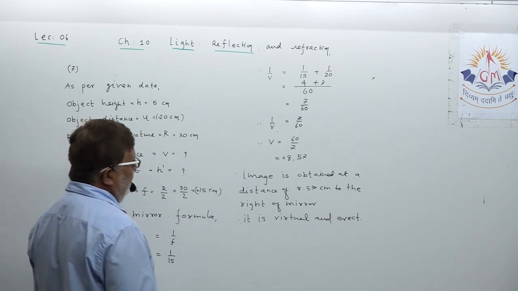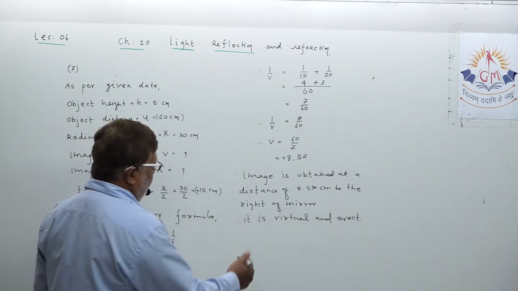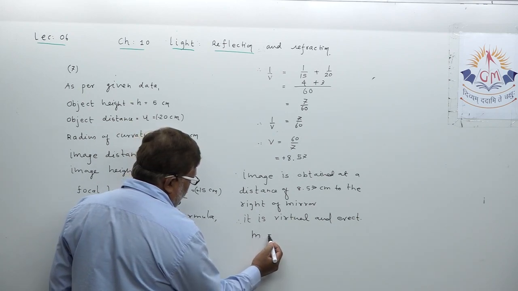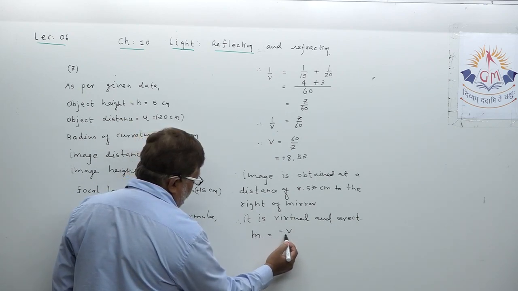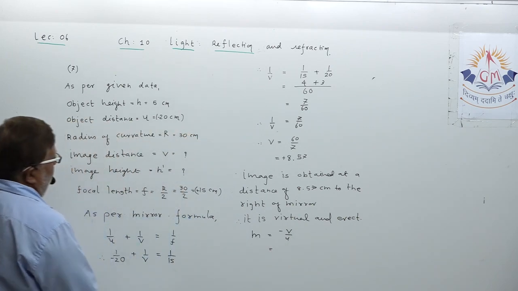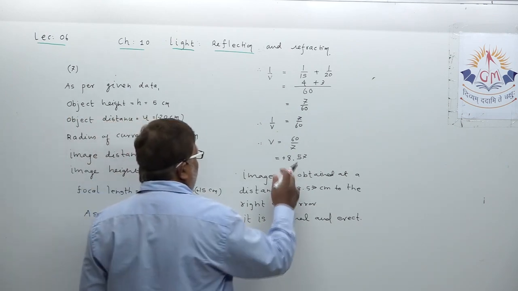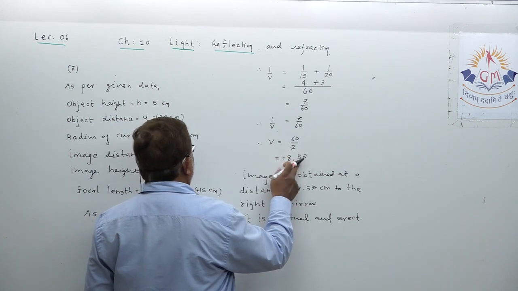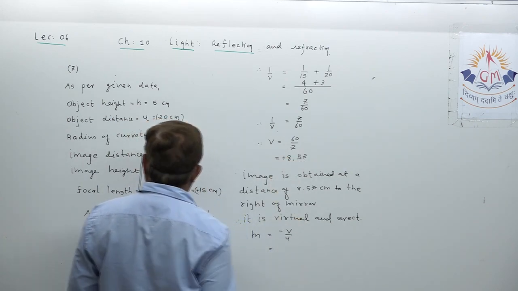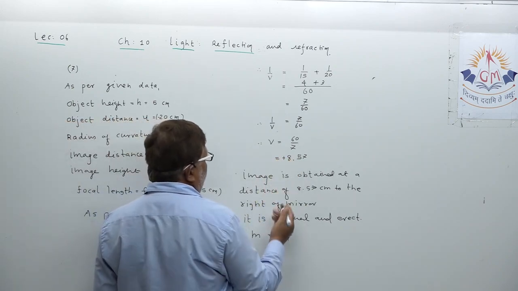Now dear student, our target is to find image height also, and for that purpose we first will be looking for magnification, minus v upon u. Let me substitute the values. Where is v? We just found out, but rather than utilizing this value, because v value and then u, what is the value of u? Minus 20.